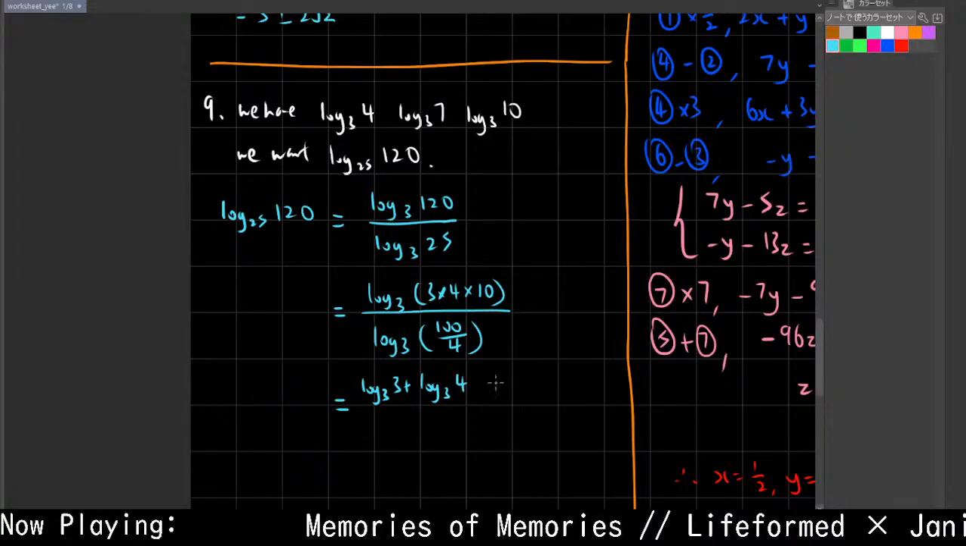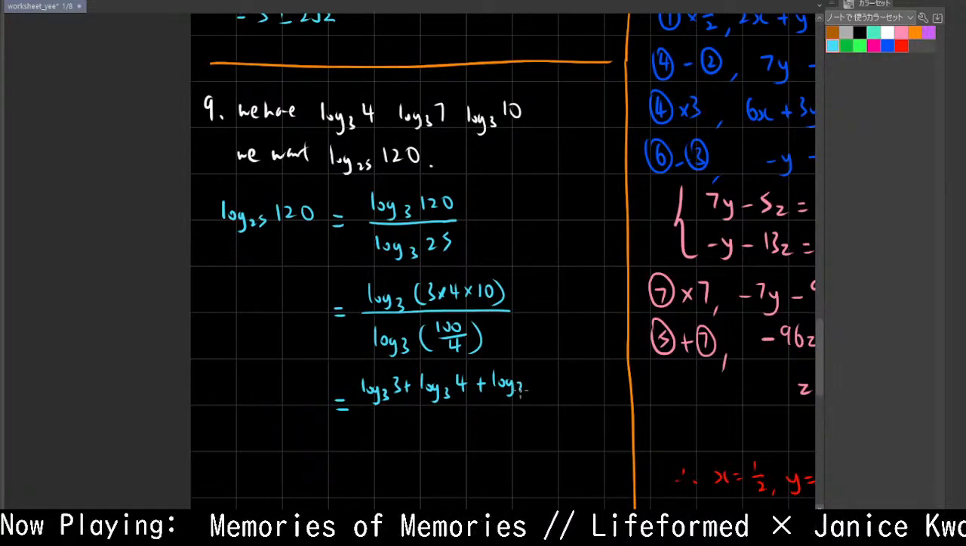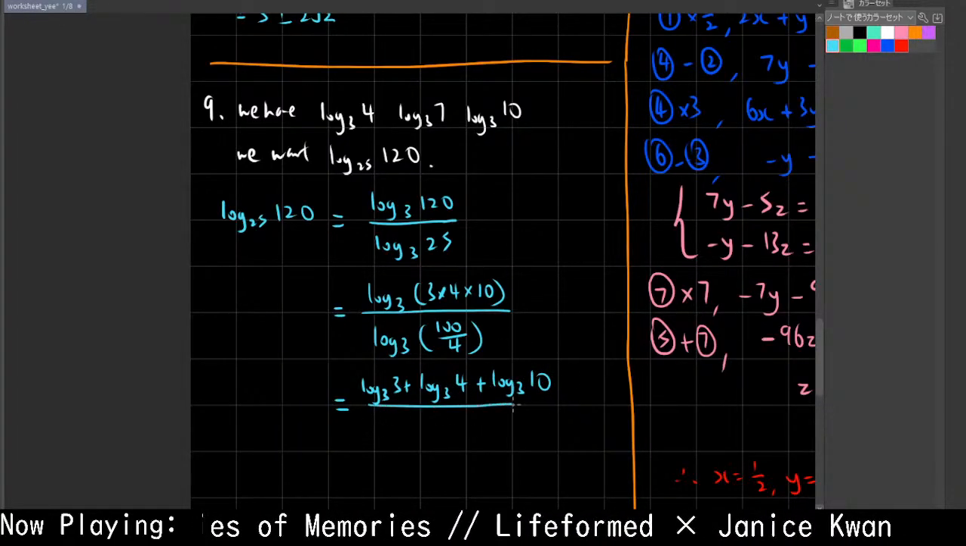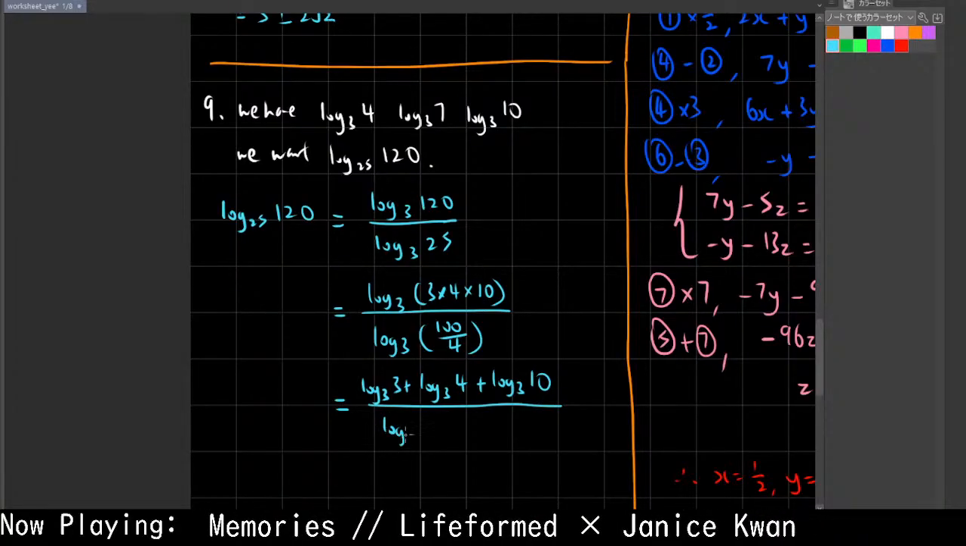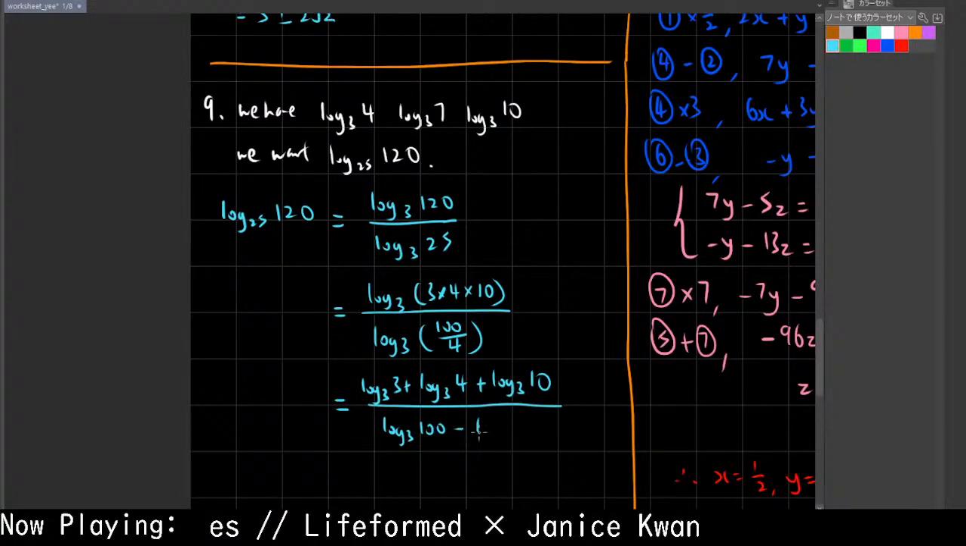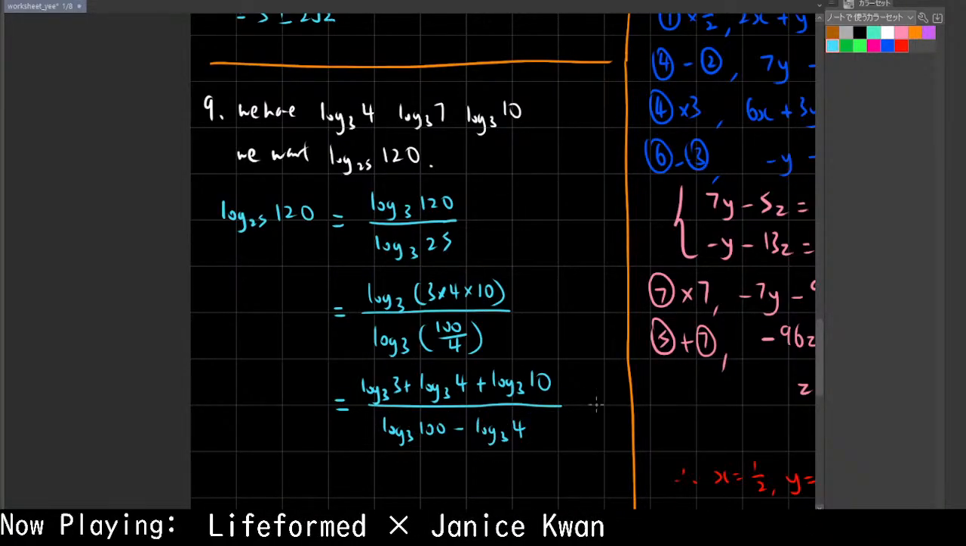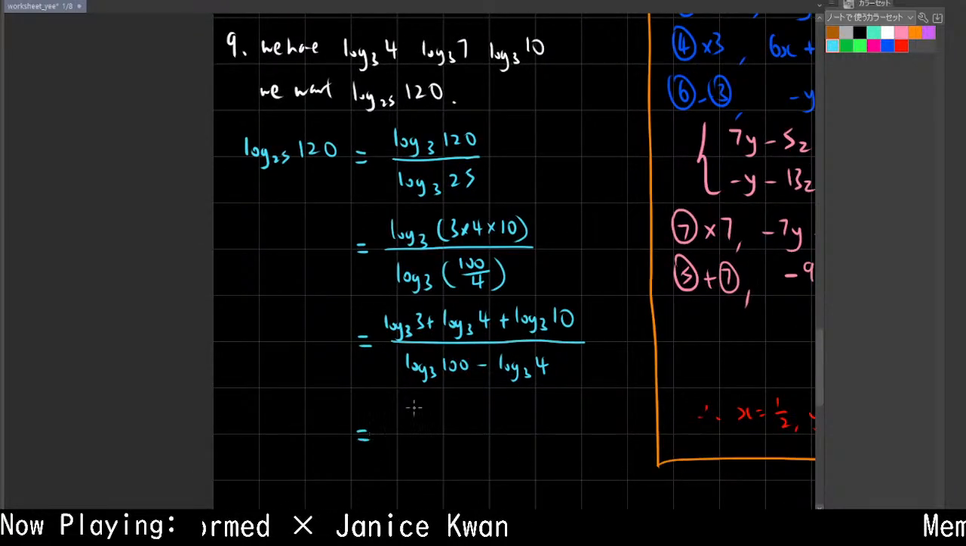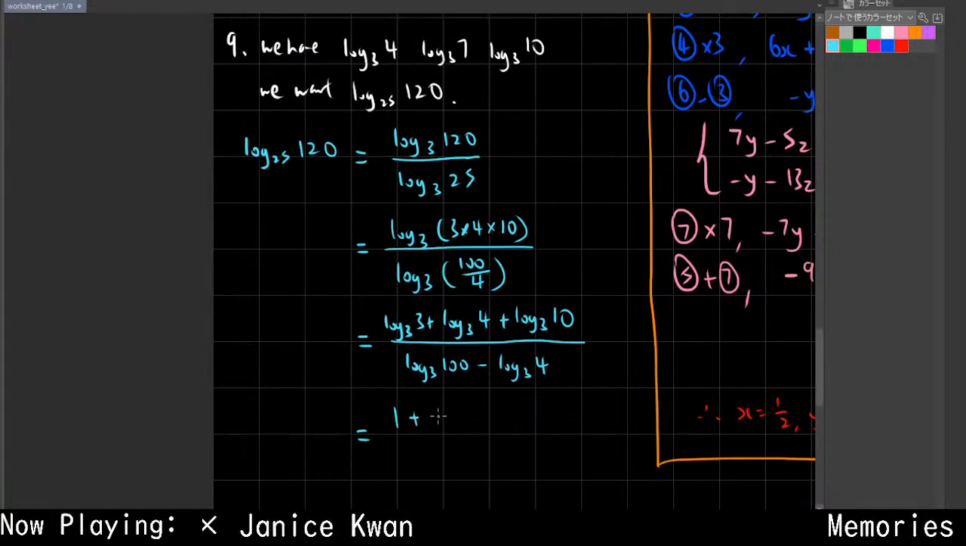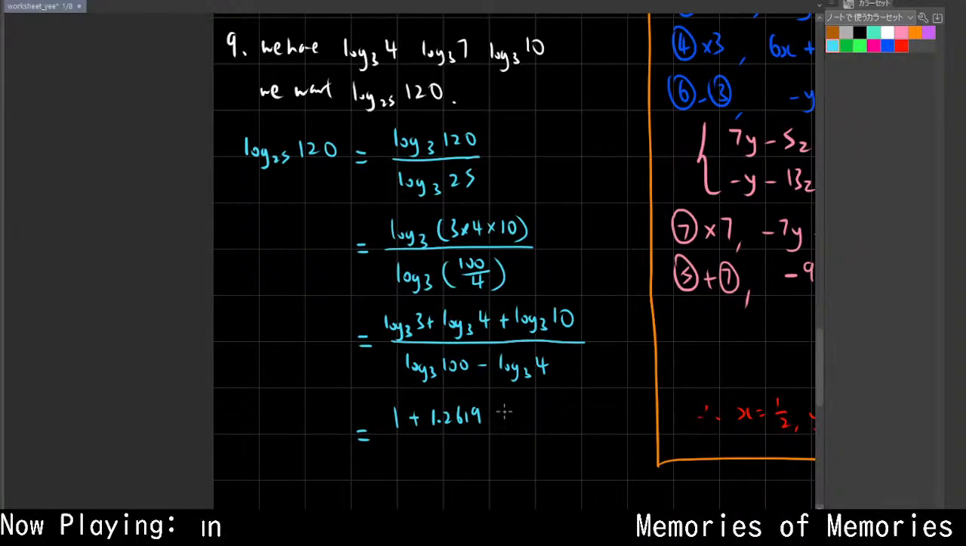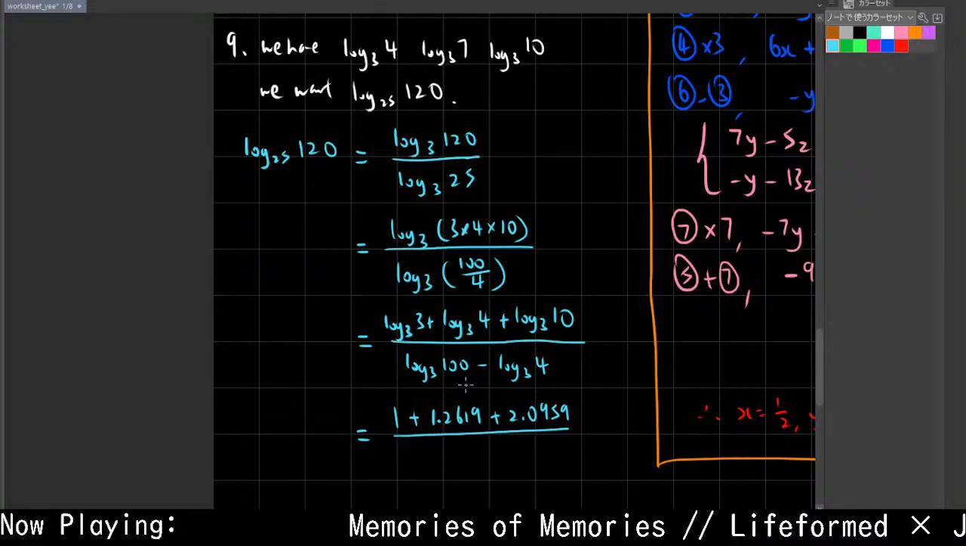Multiplying within a log becomes plus when you separate it. Dividing within a log becomes minus. So you can come like this. Log base 3 is 1. Log base 4 we got, 1.2619. Log base 10 we got, 2.0959. Okay. Log base 100.